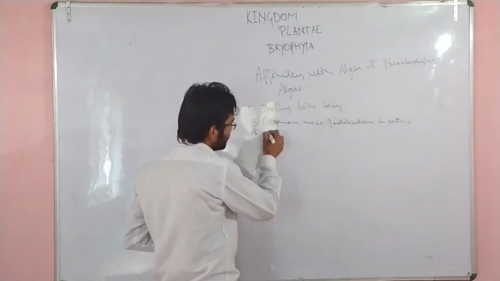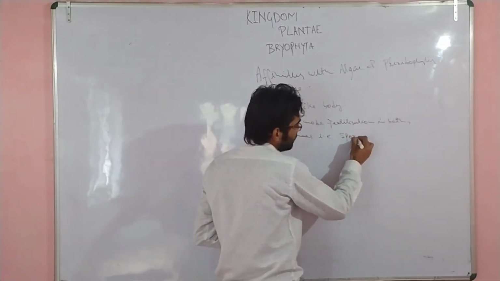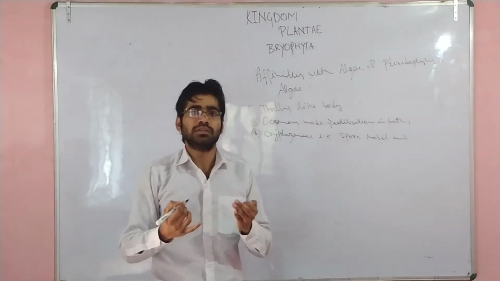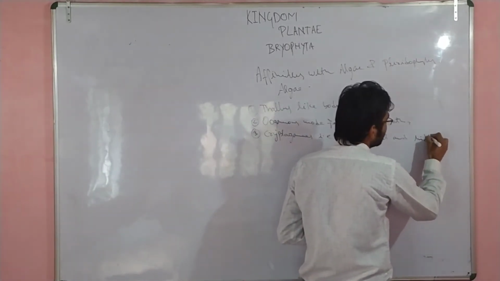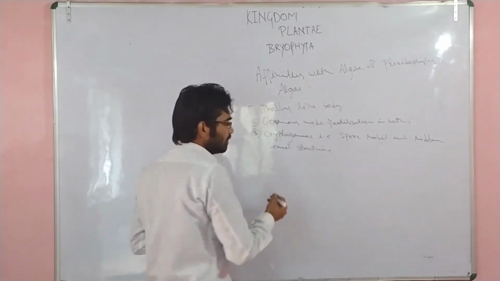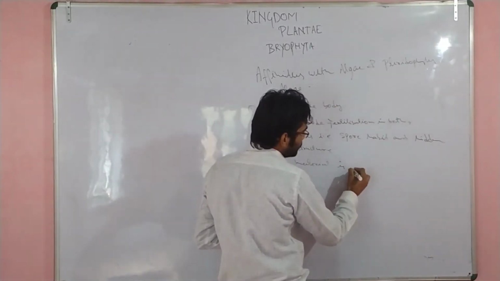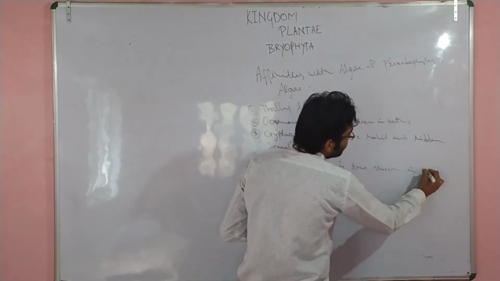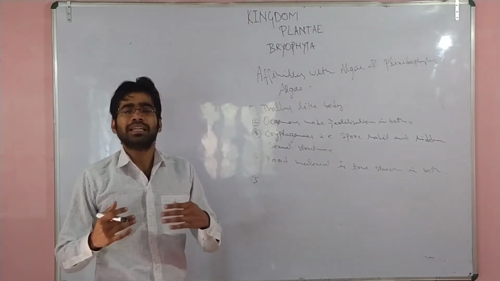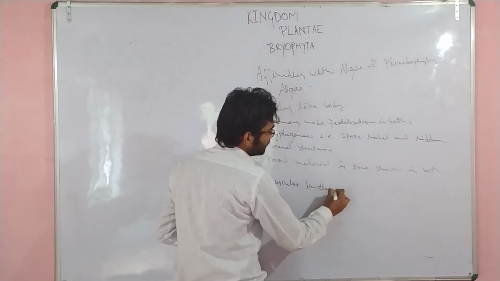They are known as cryptogams, that is to say, spore habit, and we cannot observe their sexual structures, which are hidden. Food material is stored as starch in both. The fifth point is that they lack vascular elements. Vascular bundles are absent.